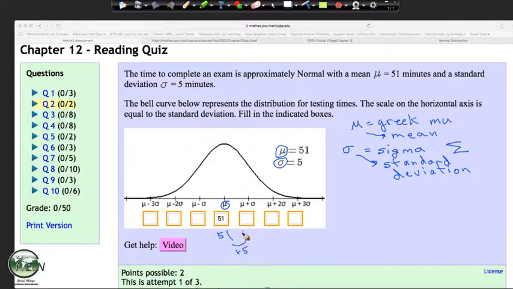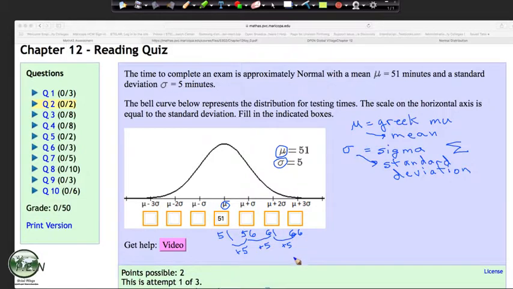That should be like 56. And then we're going to add 2 standard deviations, or just add a standard deviation again. So 56 plus 5 should give us 61. And then we add 5 again, going up another standard deviation. 61 plus 5 is 66. Oh, 66. Thank you. Okay.